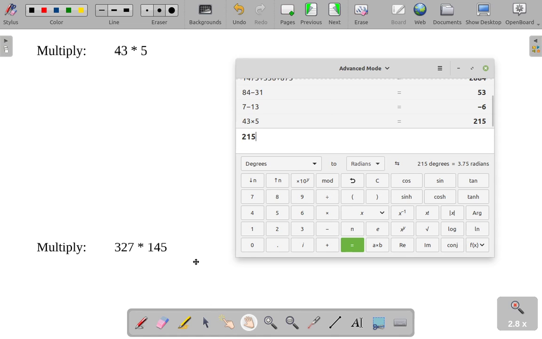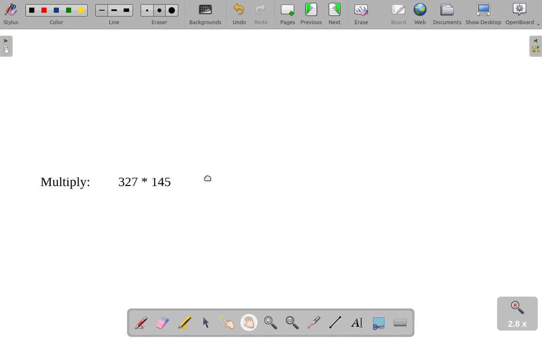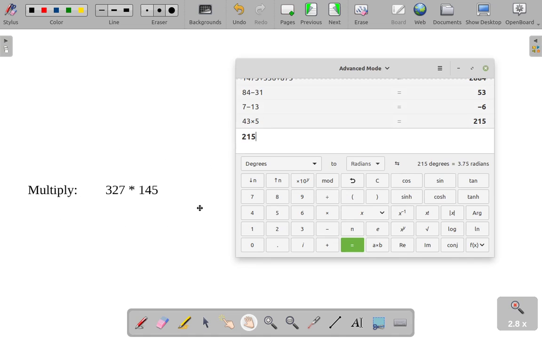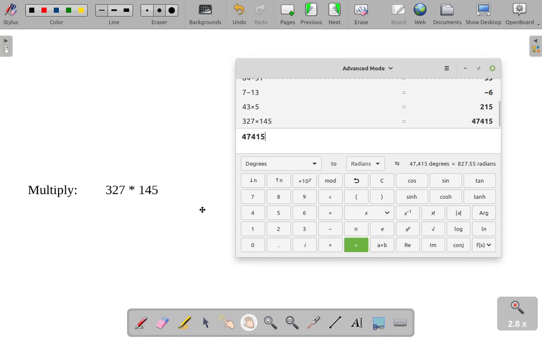I don't even care about doing that multiplication, but I will anyway. Just type it in, and we get 47,415. You'll notice that with multiplication, if I switch it around and type it in the other order, these do work, it's the same thing.